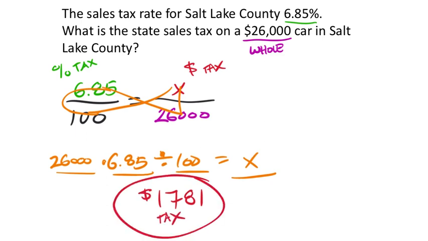Now again, you just need to be careful because even on a problem like this one, they could say, well, what was the final price of the car with the tax? In that case, you would add this $1,781 to the $26,000, just like we did in the last problems, but we don't need to for this one because it just asked for the tax.